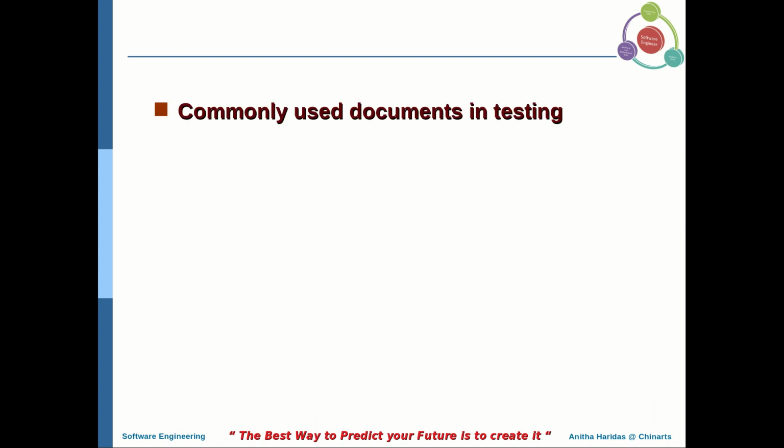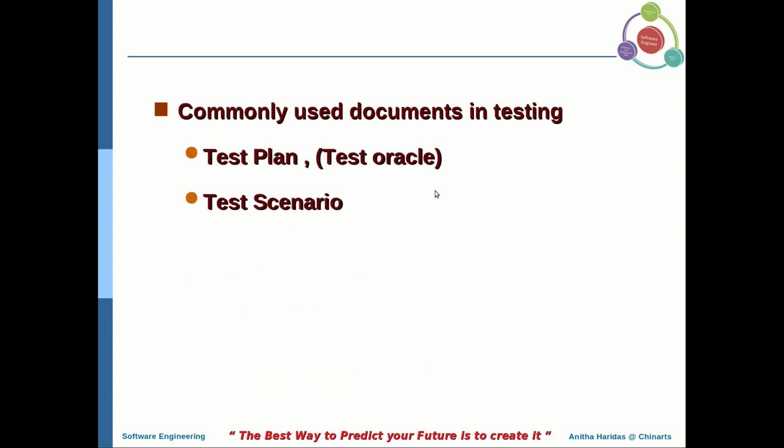Now, when you are doing the testing process, there are some documents we will be using in software testing. Let us see what the documents used are. These are the three documents generally used in the testing process. You will have a test plan, you will have a scenario, and you will have a test case. These are the three commonly used documents in your software testing.